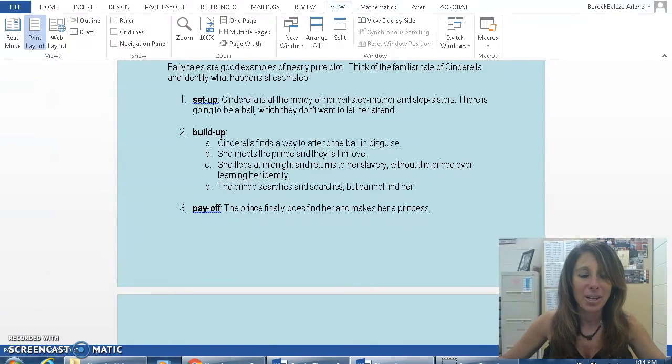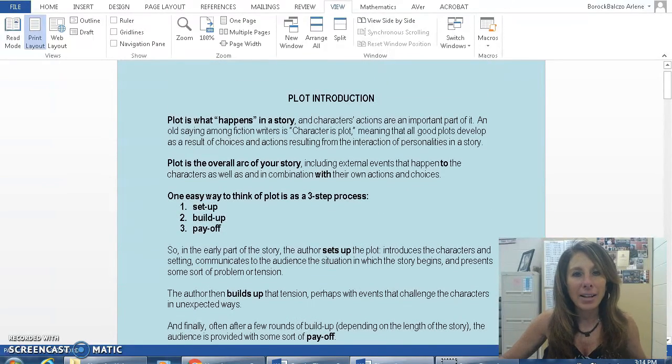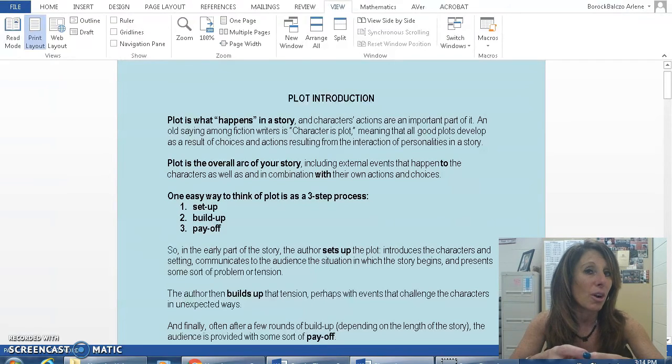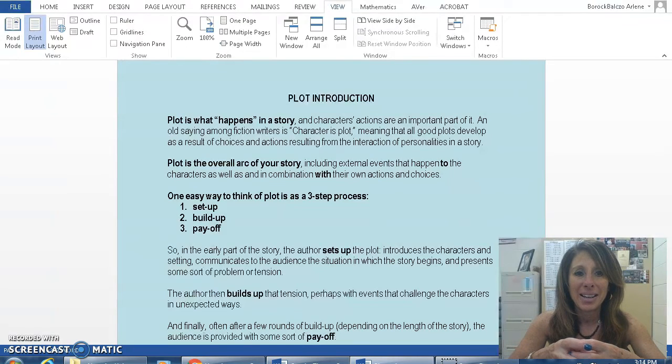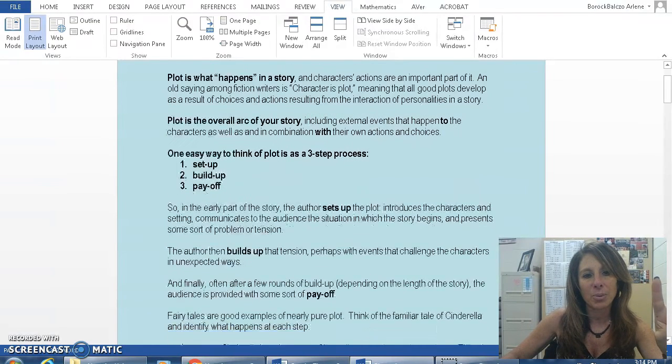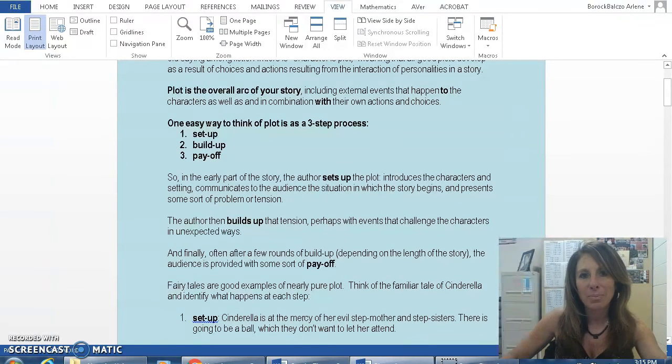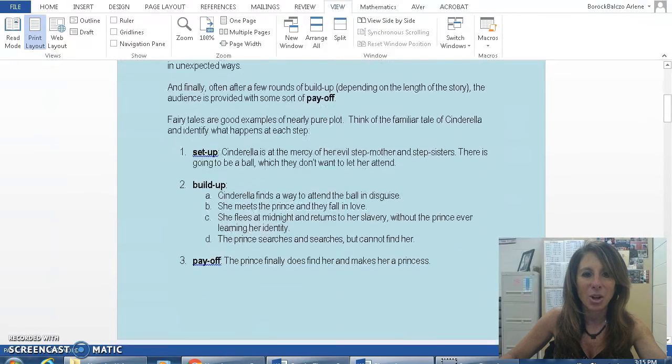Finally, we get the payoff. The prince finally does find Cinderella. Her foot fits into the glass slipper, and he makes her the princess. So, just to repeat, plot centers around characters, interactions, what happens to the main character, what choices does the main character make, and it's the overall arc of the story. There's a 3-step process to plot: setup, build up, payoff. The payoff comes at the end of the story. The setup comes at the beginning of the story, and the build-up is the middle, where we see all the tension and all the problems.